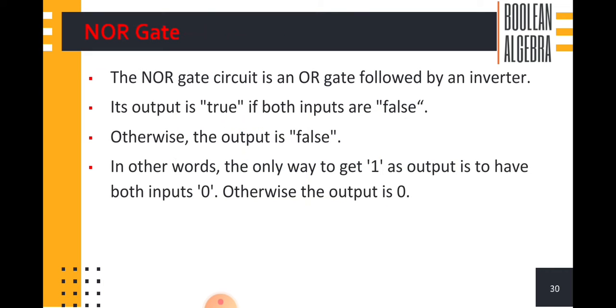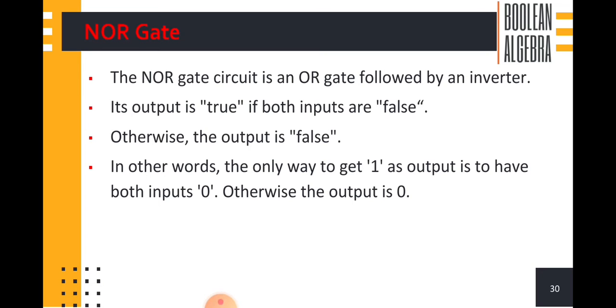Okay, now you can see the NOR gate. The NOR gate is the combination of OR and NOT gate. We already studied the NOR operator. The NOR operator is the combination of NOT and OR operator. In the same way, the NOR gate circuit is an OR gate followed by an inverter, that is, followed by a NOT gate. Its output is true if both the inputs are false. When both the inputs are false, we get the output as true, otherwise the output is false.